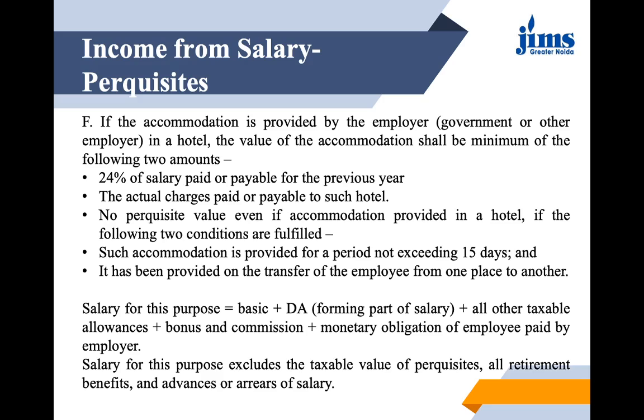So how do we calculate salary for this purpose? It includes the basic salary, the DA forming part of the salary, all the other taxable allowances we have already studied, bonuses and commissions, and any monetary obligation paid by the employer to the employee. Salary for this purpose excludes the taxable value of perquisites, all retirement benefits, and advances and arrears of salary. We do not include them.